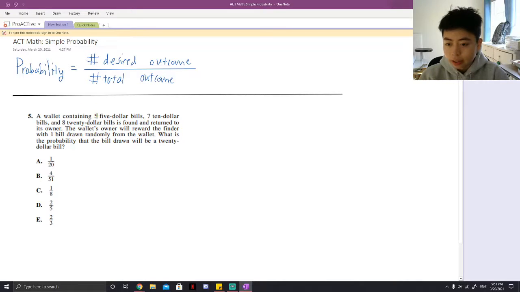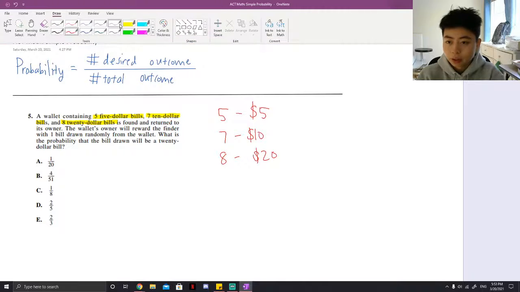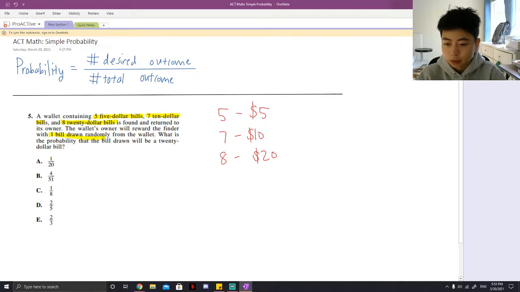A wallet containing 5 $5 bills, 7 $10 bills, and 8 $20 bills is found and returned to its owner. So we know 5, 7, and 8. We want to write that down to keep track of everything. The wallet's owner will reward the finder with 1 bill drawn randomly. We know we're working with probability, hence the term randomly, and 1 bill.